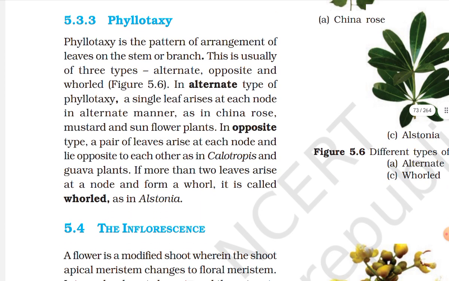Phyllotaxy. Phyllotaxy is the pattern of arrangement of leaves on the stem or branch. This is usually of three types: alternate, opposite, and whorled. In the alternate type of phyllotaxy, a single leaf arises at each node in an alternate manner, as in China rose, mustard, and sunflower plants. In the opposite type, a pair of leaves arise at each node and lie opposite to each other, as in Calotropis and guava. If more than two leaves arise at a node and form a whorl, it is called whorled, as in Alstonia.